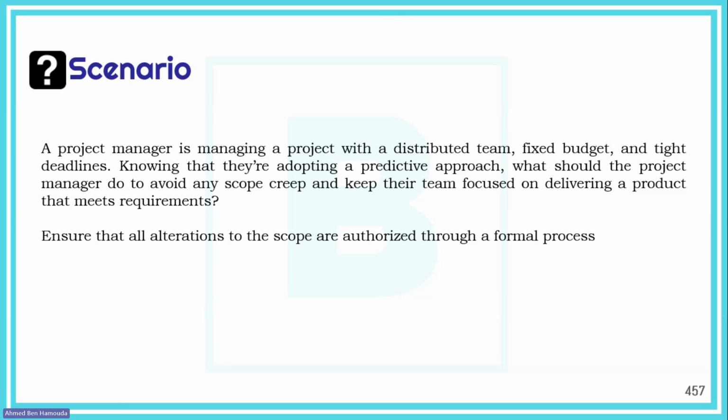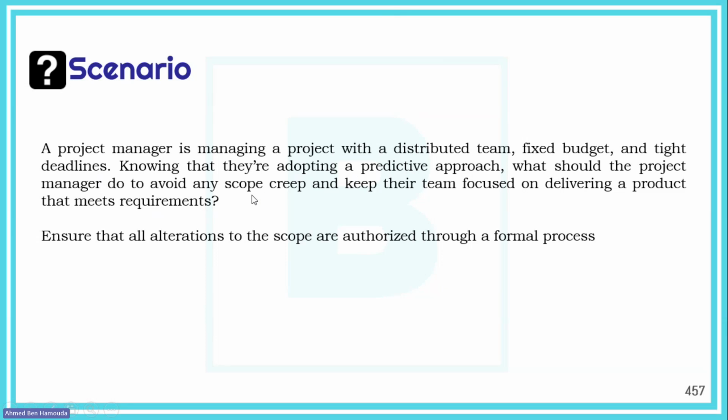Now here the project manager is managing a project with a distributed team, fixed budget. It always happens in projects to have a fixed budget almost and a tight deadlines. That's always the case in most projects. Now, knowing that they're adopting a predictive approach, what should the project manager do to avoid any scope creep and keep their team focused on delivering a product that meets requirements?